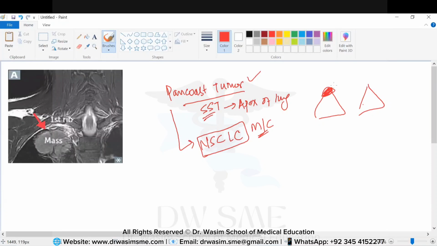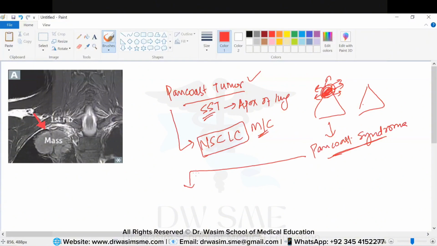Okay. If this tumor grows, either it will compress the nearby structures or it will invade the nearby structures, and this will cause the Pancoast syndrome, a collection of signs and symptoms. So let's suppose the nearby structure is the recurrent laryngeal nerve, so the patient will be having hoarseness.